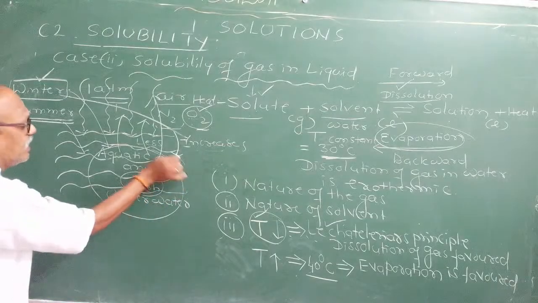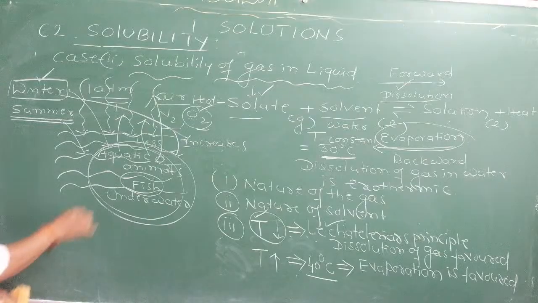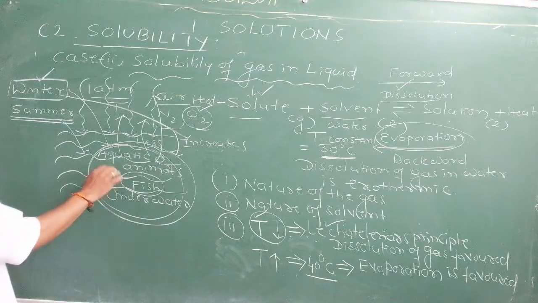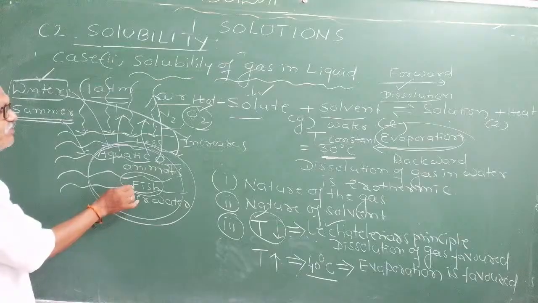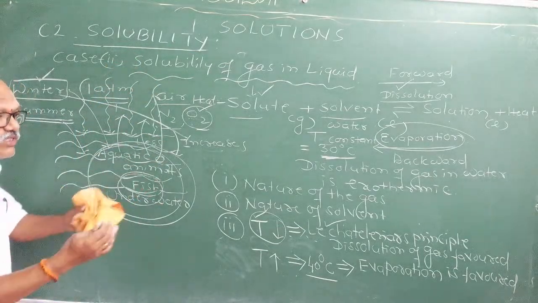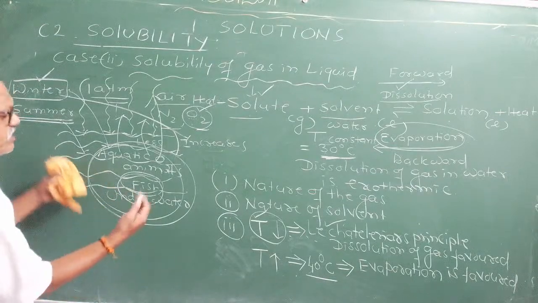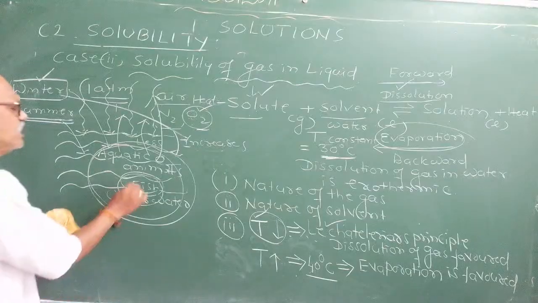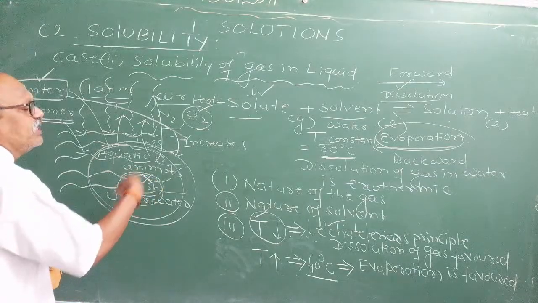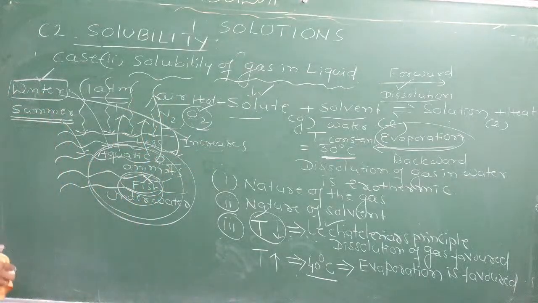As a result, the aquatic animals present in the water will feel suffocation. If they do not get enough oxygen, they will feel suffocation, and hence they may die. Therefore, they will migrate towards other places where there is a winter season. I hope you understood the basic things that you have to remember.